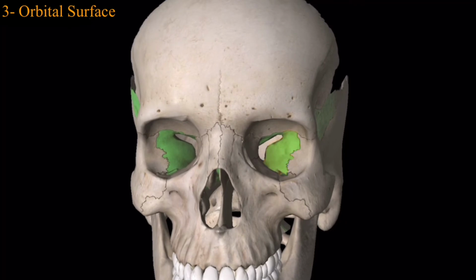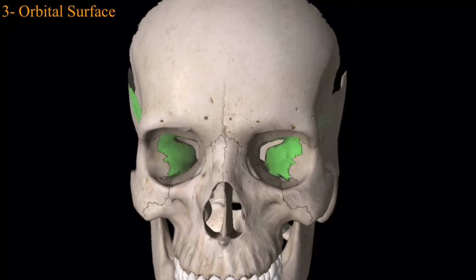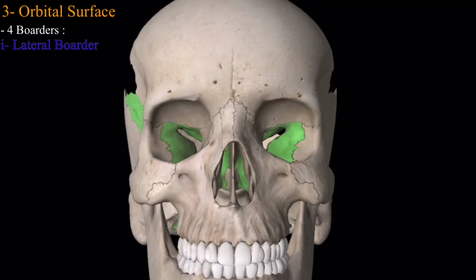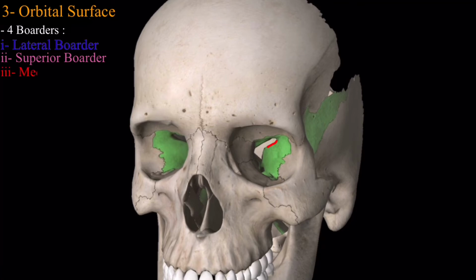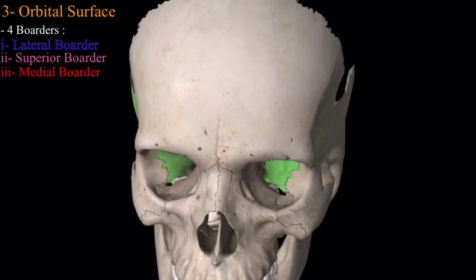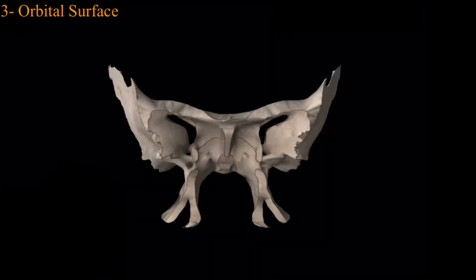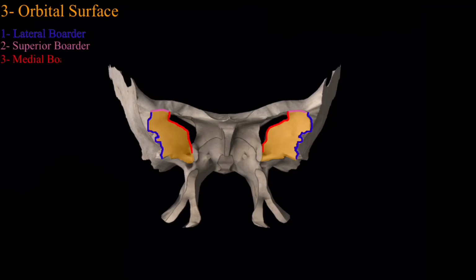So this is the orbital surface of the greater wing. The orbital surface of the greater wing has four borders: the lateral border, the superior border, the medial border, and the inferior border. In an isolated sphenoid bone, this is the orbital surface having the lateral border, superior border, medial border, and the inferior border.